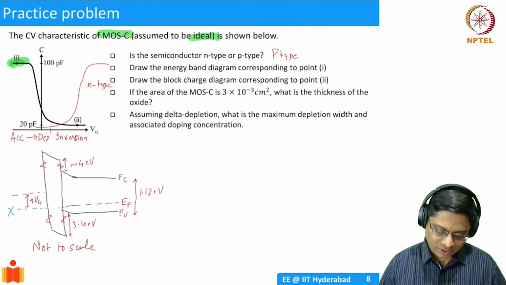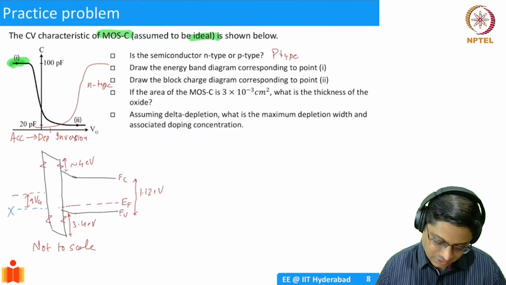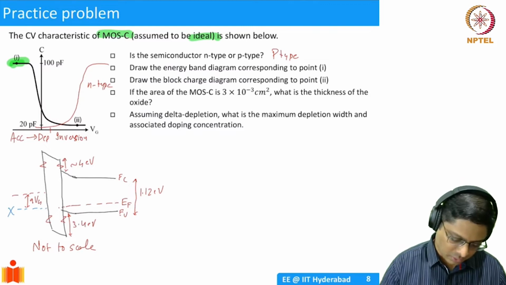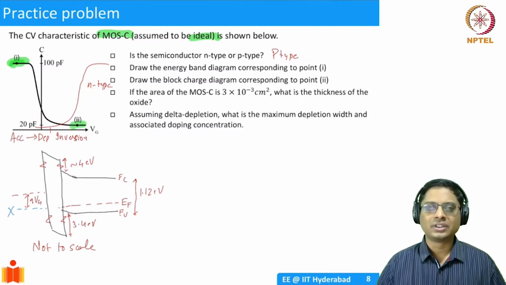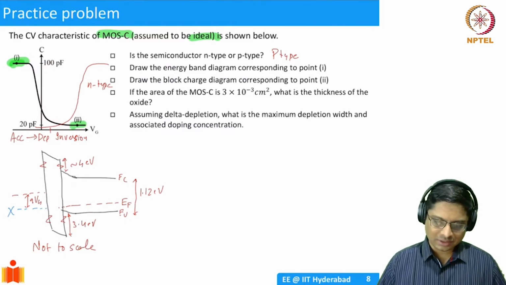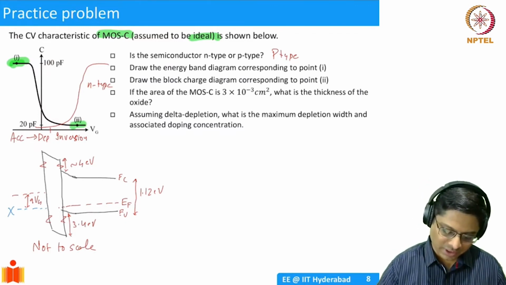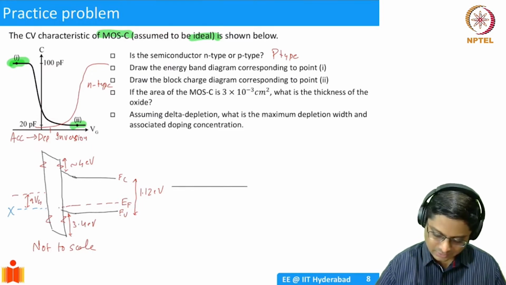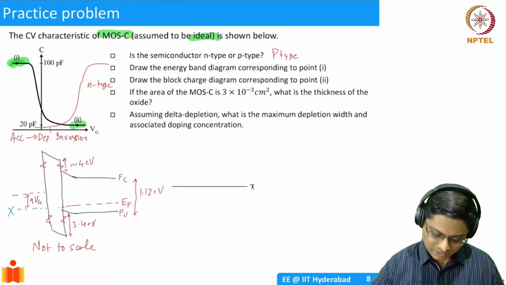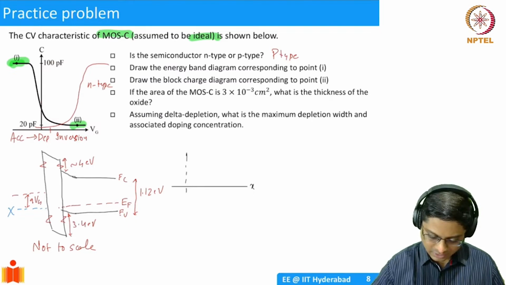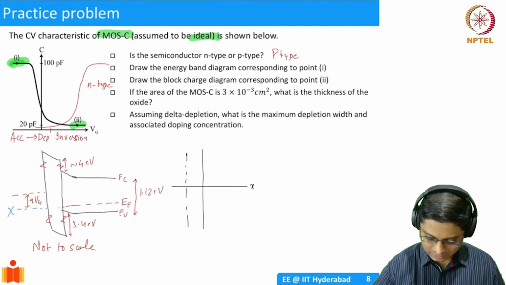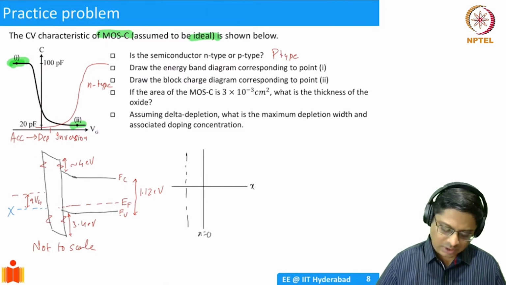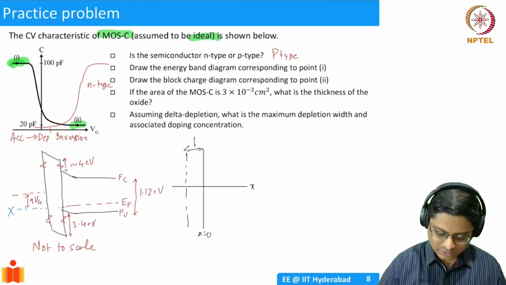Now, the third question is: draw the block charge diagram corresponding to point 2. Well, point 2 is here. It's clearly in inversion. So how does the block charge look? To draw the block charge diagram in inversion, I'll draw the basic axis. Let's say this is my X, and I'll assume that this is my oxide thickness. So I'll put a straight line there. I'll call this X equal to 0. So this thickness, I'll assume that it is Tox.